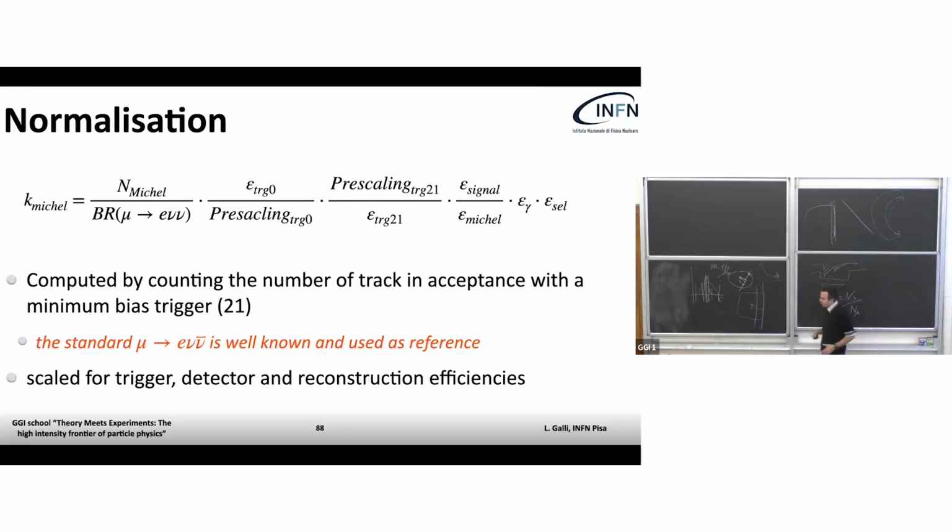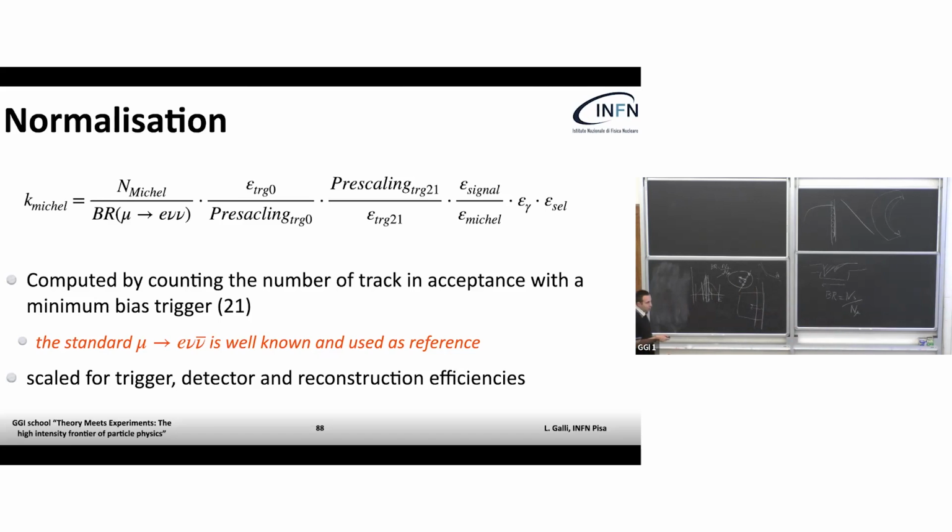So usually what we do is not something striking. We use a well-known signal to be normalized on. In this case, it is the standard decay of the muon, which is Michel decay. Okay, this is well known. So what we do, we use one of these minimum bias triggers that I mentioned before, which is this trigger 21, which is a trigger only on the timing counter. So if you have a hit at the end of the track of the spectrometer, you trigger it.